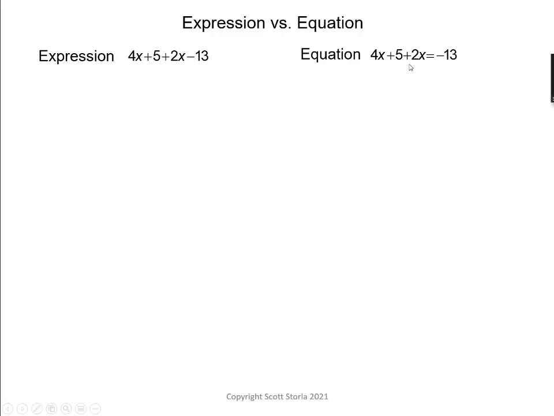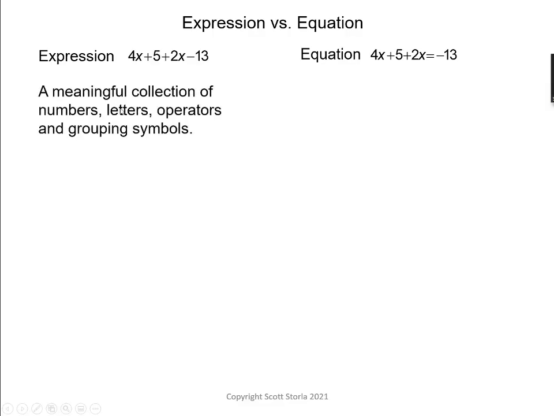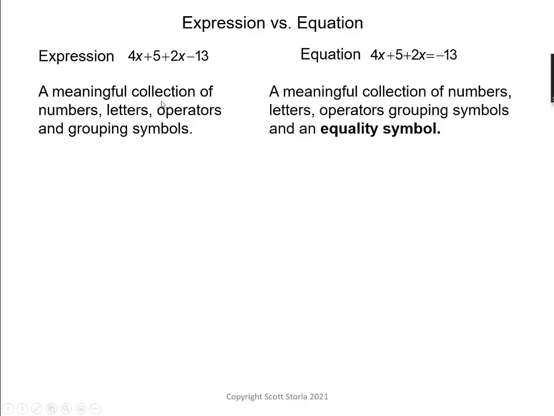Notice they're quite a bit alike. The only difference is equations have a new symbol. This is called the equality symbol. A lot of people call it the equal sign. And one way to look at it is that it separates two expressions. We have an expression on the left and an expression on the right. So an expression is a meaningful collection of numbers and letters and operators and the idea of grouping. And an equation is all that and the equality symbol.